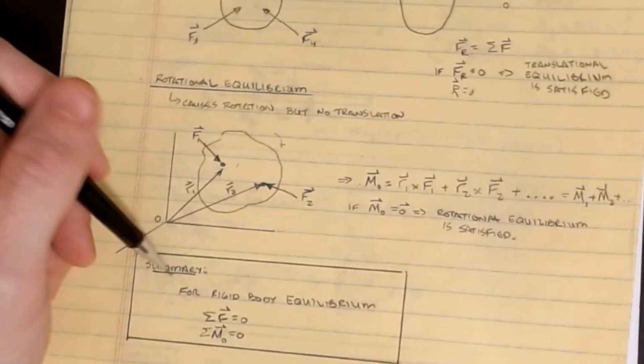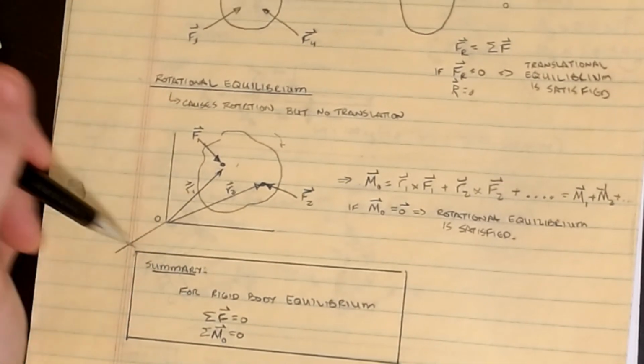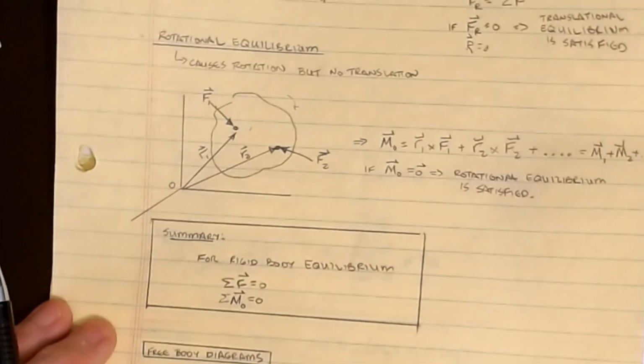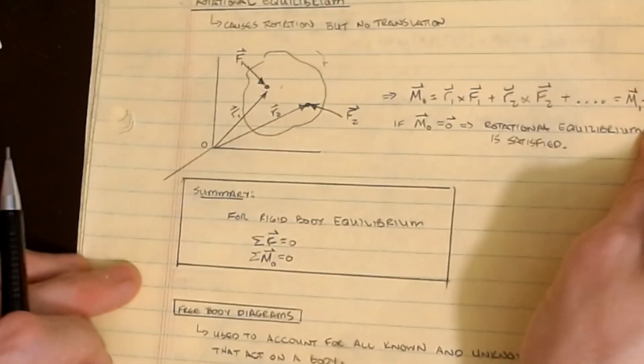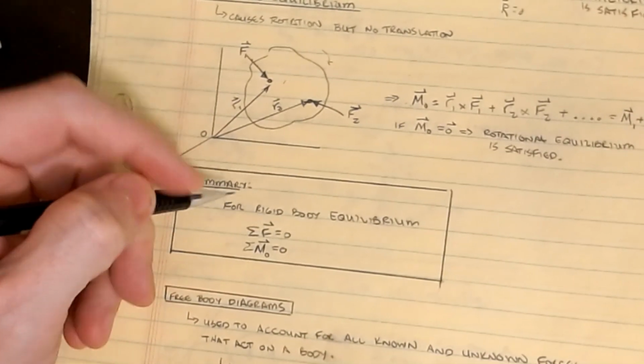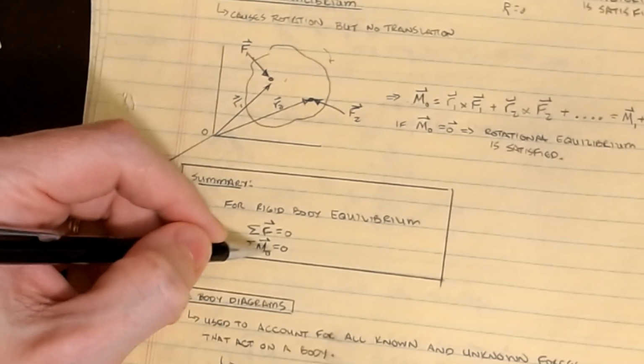Okay, so if we take our idea of particle equilibrium that we showed on the last page, for rigid body equilibrium, the entire package consists of 2 vector equations: the force vector equation, the resultant, better be equal to 0, as well as the moment vector equation better be equal to 0.